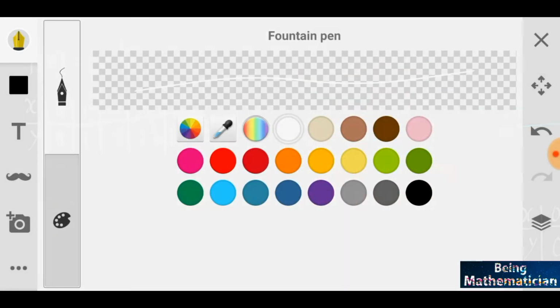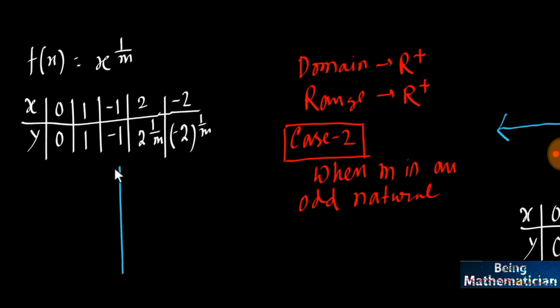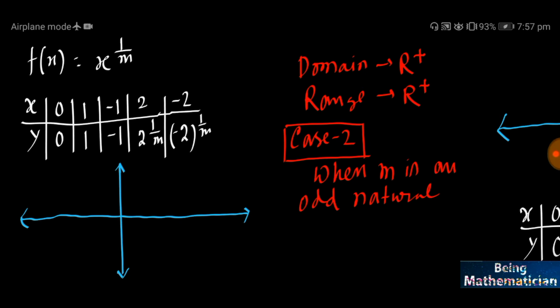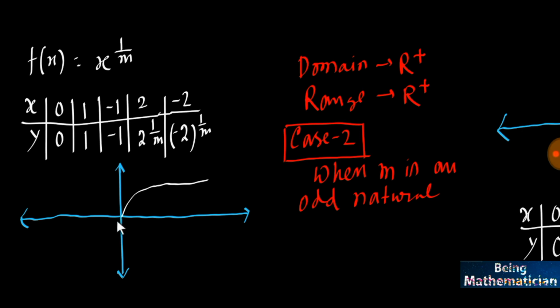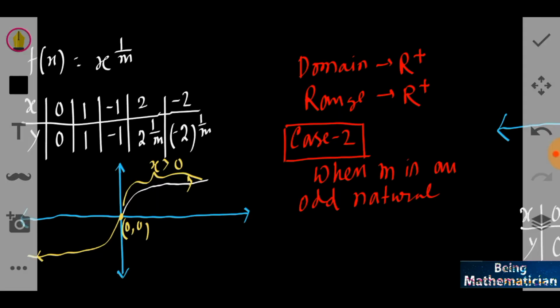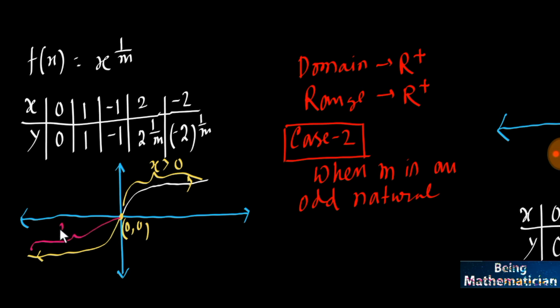So let's make the graph. This is for positive x and this is for negative x. So it is the curve of this function. This is 0, 0 and this is for when x is greater than 0 and this is for x less than 0.